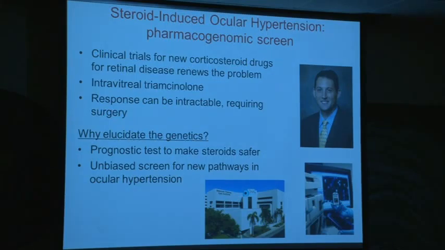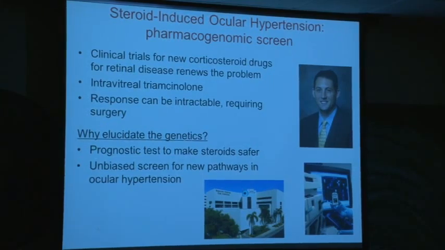And he was mostly using intravitreal triamcinolone at that time. This was about 4 or 5 years ago. And he was getting, in many patients, a response that was very high intraocular pressure, in some cases intractable, even requiring surgery. And so Steve wanted to know, what is the genetic basis? Why are some of these patients more susceptible to getting these very high spikes of intraocular pressure rather than others? And so we wanted to elucidate the genetics.